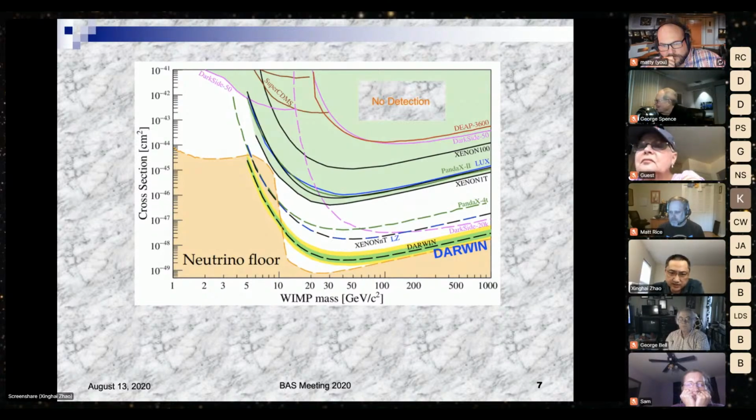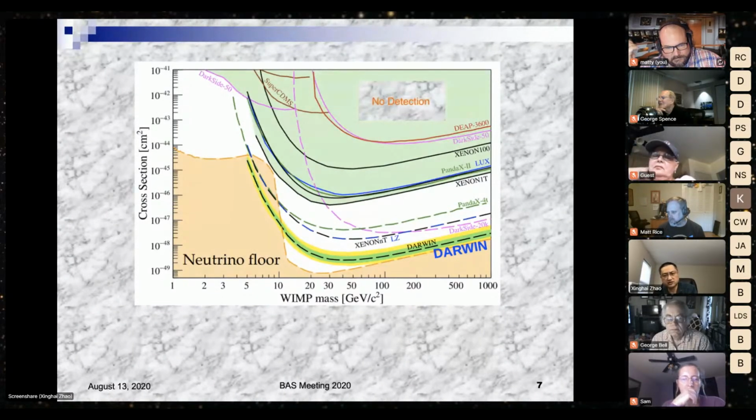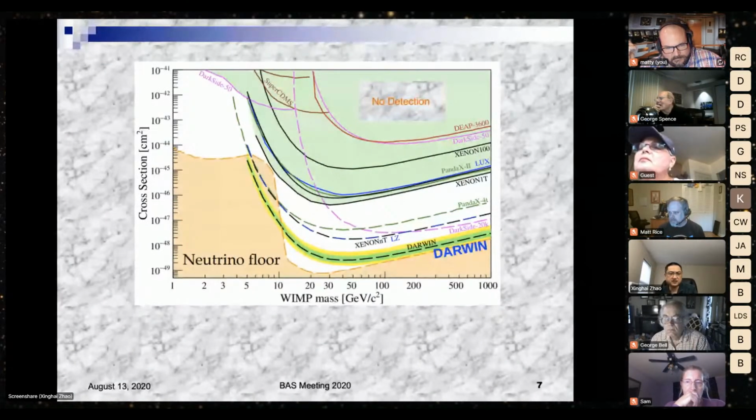And as you can see, for those solid lines, we have built bigger and bigger xenon detectors, XENON100, XENON1T, and currently it's XENON1T. Those solid curves are what we have done, and those dashed curves are the proposed detectors. For all the solid curves, in the region that is light green in this case, there's no detection. We don't detect any interaction between the proposed dark matter and the xenon atom.